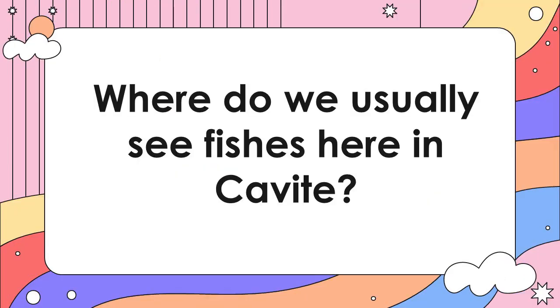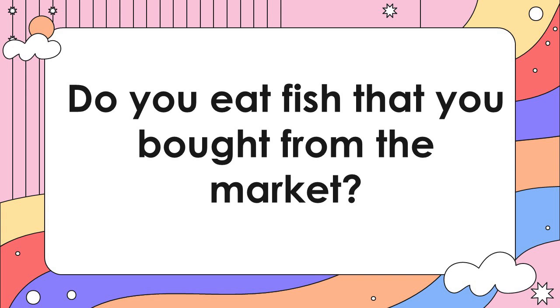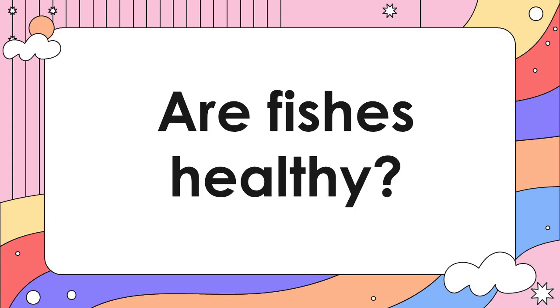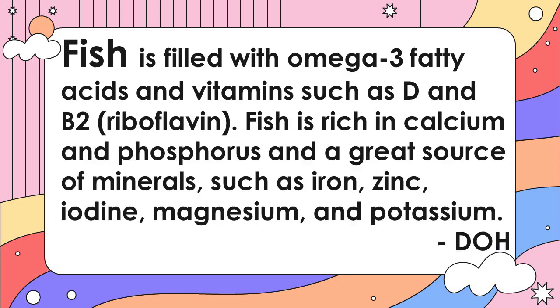Where do we usually see fishes here in Cavite? Right, we usually see them at the market. Do you eat fish that you bought from the market? Yes, I do too. Are fishes healthy? Yes, they are. What do we get from eating fish? Right, fish is filled with omega-3 fatty acids and vitamins such as D and B2 or riboflavin. Fish is rich in calcium and phosphorus and a great source of minerals such as iron, zinc, iodine, magnesium, and potassium.